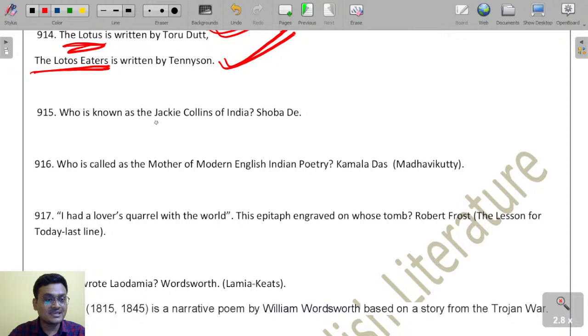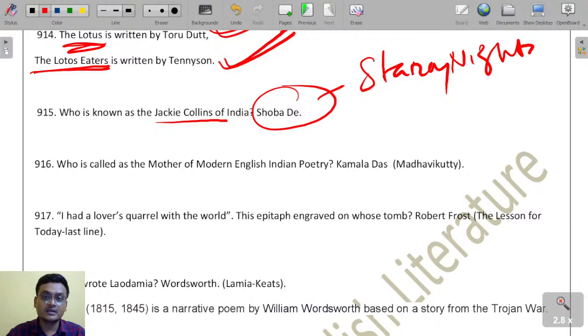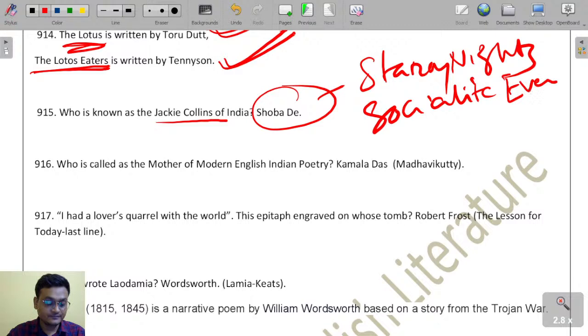Who is known as the Jackie Collins of India? Shobha De. Starry Nights and Socialite Evenings are important works by Shobha De. She is the Jackie Collins of India, known for erotic writing.